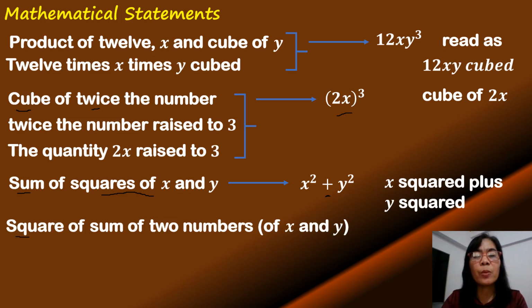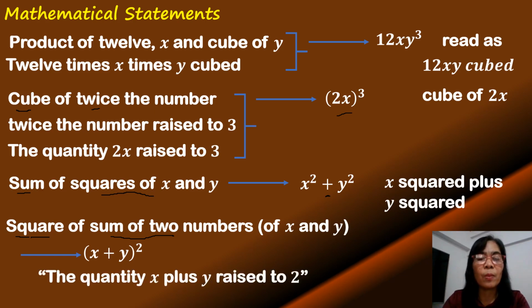Square of the sum of two numbers. Let those numbers be represented by x and y. Square means raising the quantity to an exponent 2. So what are we going to raise to 2? The sum of these two numbers x and y. That means you get first the sum of x and y before you raise the quantity to 2. We read this one as the quantity x plus y raised to 2, or the square of the sum of x and y. Okay?